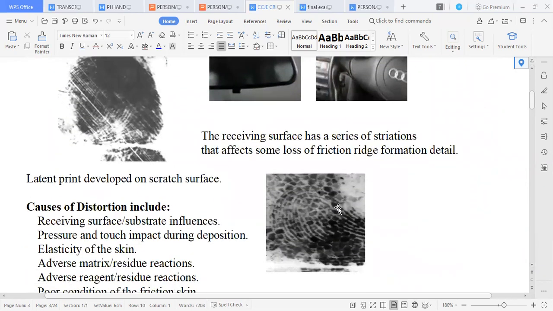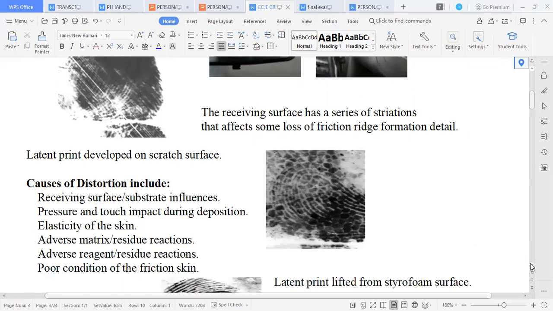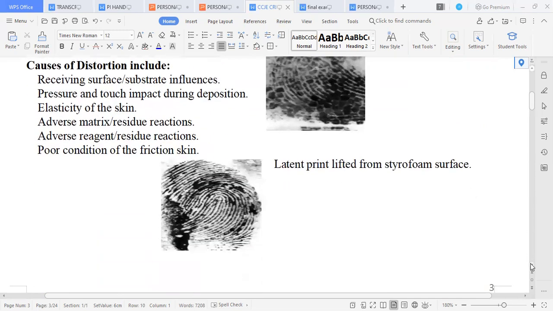Why is it that this image had been obtained? Okay, where could they have developed this kind of print? If you take a close look at this, it is on a styrofoam surface. Okay, what about in here? It might be from a wet surface. That is why there was a build-up of powder in here.